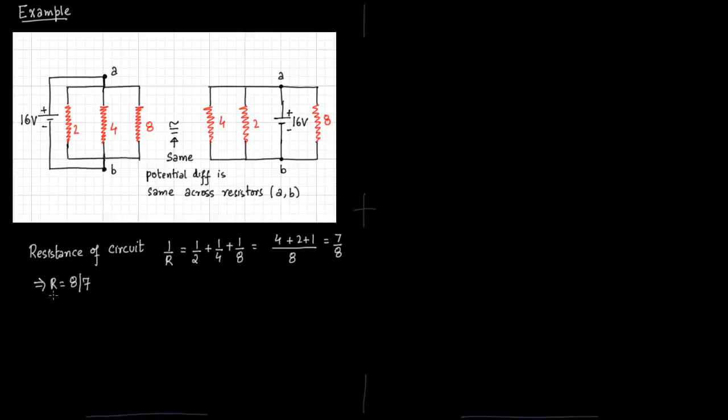So first we calculate I, the current through the circuit. That is the current which is leaving the battery. So this I we want to compute. You have the formula delta V is equal to IR. So delta V is given to you as 16 volts and R you have just computed as 8 by 7. Plug the values in, you get I as 14. So I is 14 amperes.